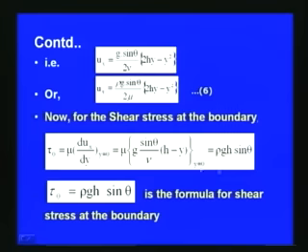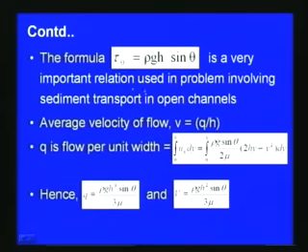So, finally, we got the expression for the shear stress at the boundary, tau 0 is equal to rho g h sin theta. So, this is the formula for the shear stress at the boundary. This is a very important relation used in problems like sediment transport in open channel. Using this expression, we can see how the settlement of the sediments takes place. So, for sediment transport problems in open channel, we can use this expression.